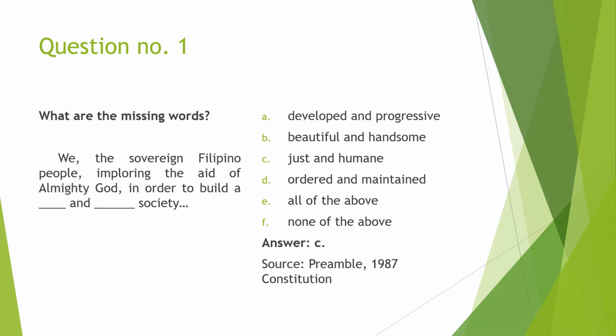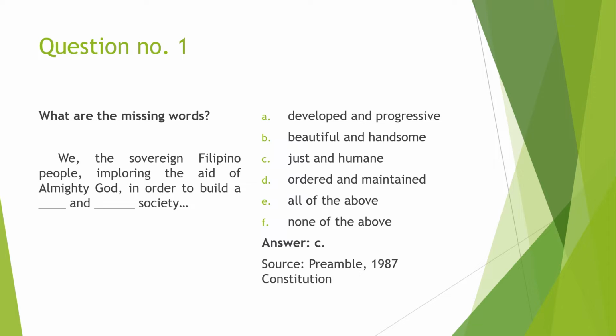Question number 1. What are the missing words? We, the sovereign Filipino people, imploring the aid of Almighty God in order to build a blank and blank society. The choices are letter A, developed and progressive. Letter B, beautiful and handsome. Letter C, just and humane. Letter D, ordered and maintained. Letter E, all of the above, or letter F, none of the above.